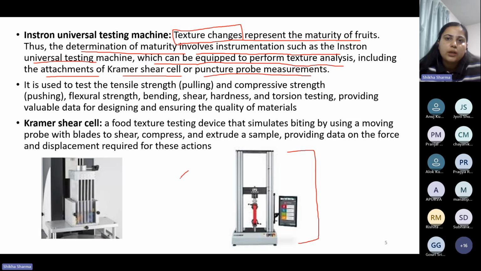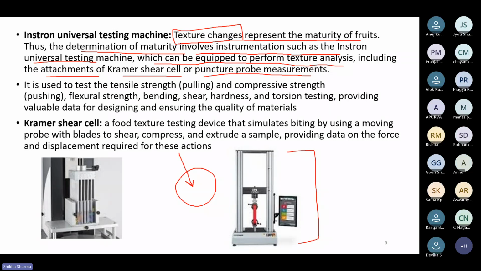Sometimes what we do is, this is the fruit, and one probe will come and puncture the fruit, and the force required to puncture the fruit will be measured as the reading, which tells how firm the fruit is. If less force is required, that means the fruit is soft. If more force is required, that means the fruit is hard.